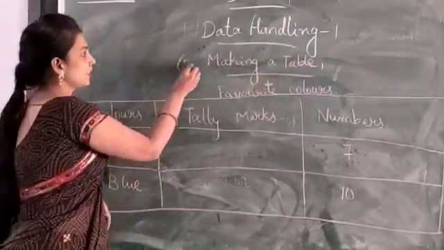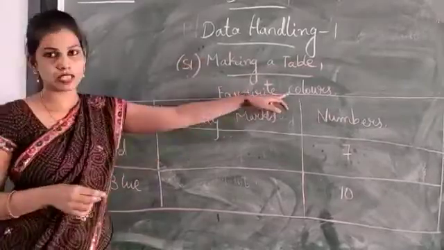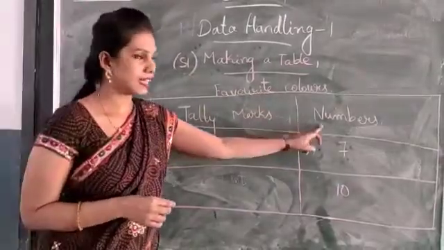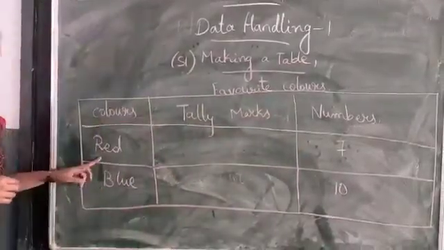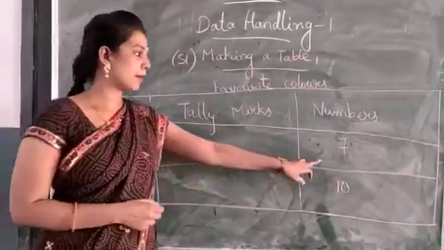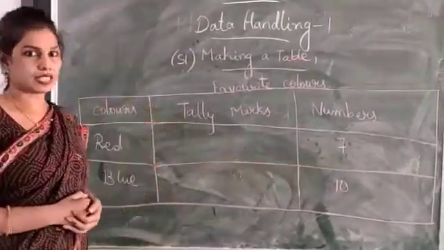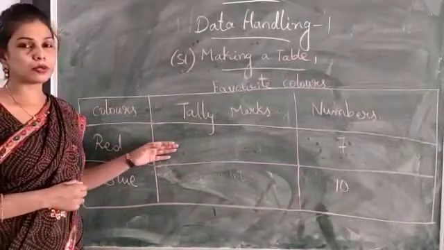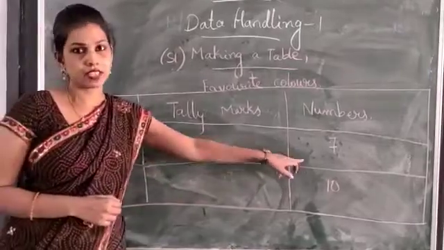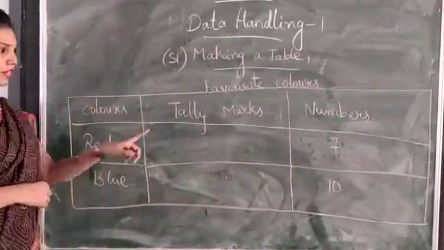So, children, here we have a table, favorite colors. In this we have color, tally marks and numbers. First color is red. How many children like red? 7 members in the class like the red color. So, what number do we have here? We have 7. So, in the place of red we have 7.